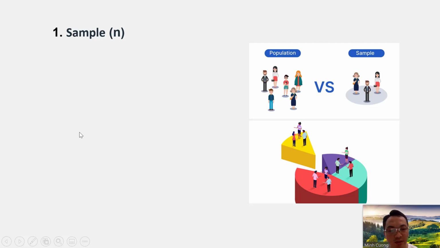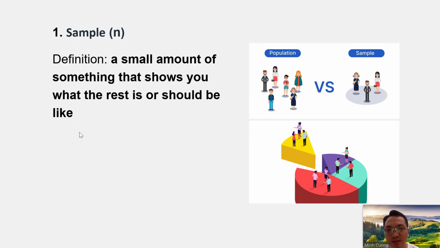Learn the first words today. And for today, the first word I want to share with you is the word "sample". Okay. Firstly, let's see the definition, how the dictionary defines the meaning of this word.